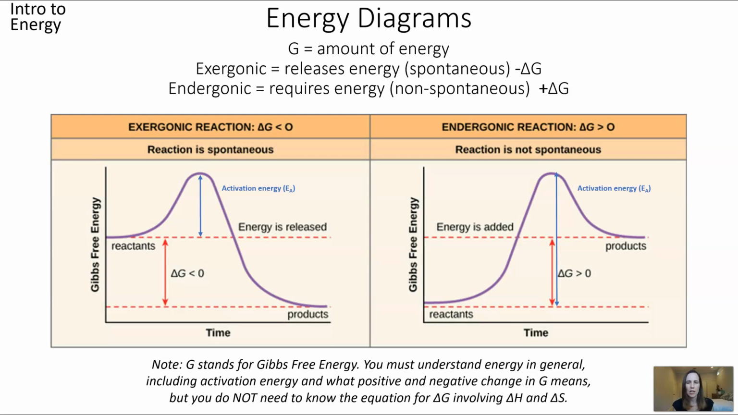So delta G gives you an indication of whether a reaction is spontaneous or not. If delta G is less than 0, it means it's spontaneous, because in this case, energy must have been released. If delta G is greater than 0, that means you needed to put energy into the reaction, because the products have more energy than the reactants, and that is not a spontaneous reaction.